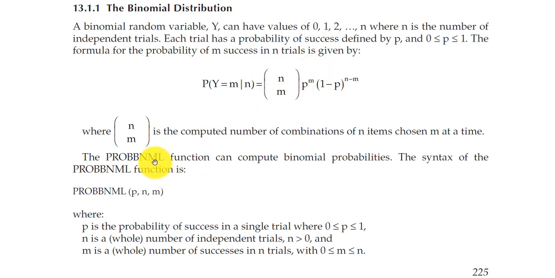So we look at the PROBBNML function. This is the SAS syntax for that: probbnml, and then in parentheses, order is important, what you put in here for arguments, and notice they're separated by commas. P is the probability of success, n is the number of independent trials, and m is the number of successes in those n trials. Those have to be in a specific order for this function to work.